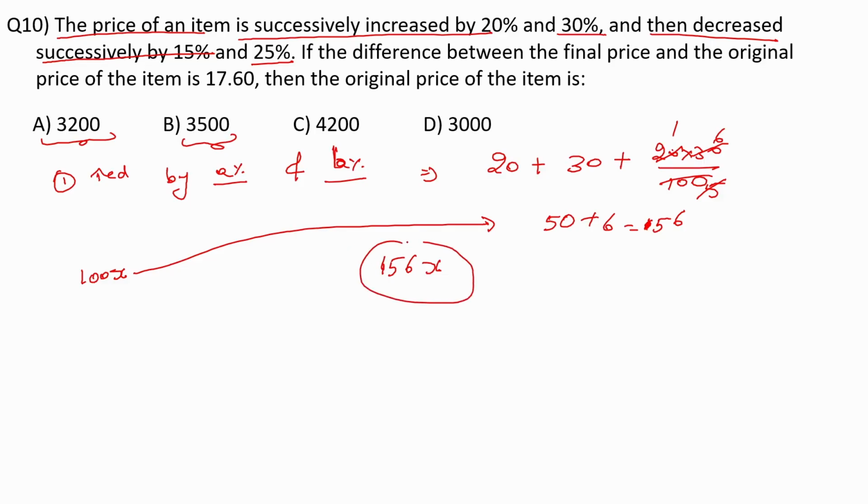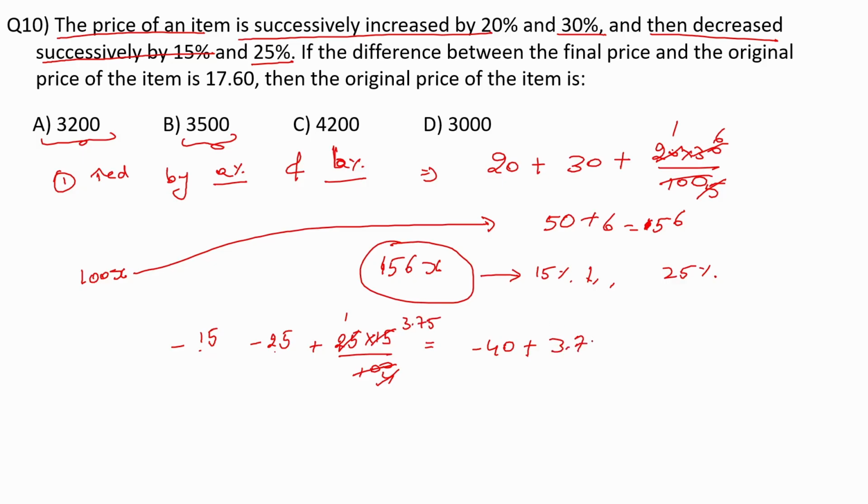And this value is successively reduced by 15% and 25%. So minus 15 minus 25 plus 25 into 15 upon 100. Minus 15 minus 25 is equal to minus 40, plus 25 ones are 25, 25 fours are 100, 4 threes are 3.75. Minus 40 plus 3.75 equals 36.25% decrease.